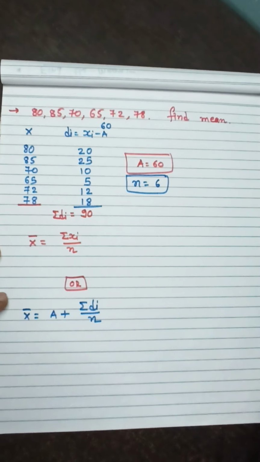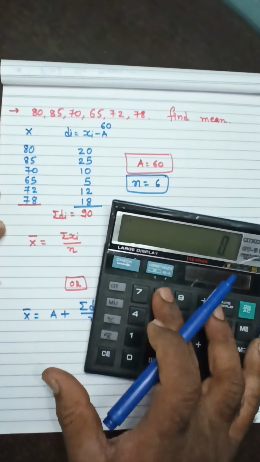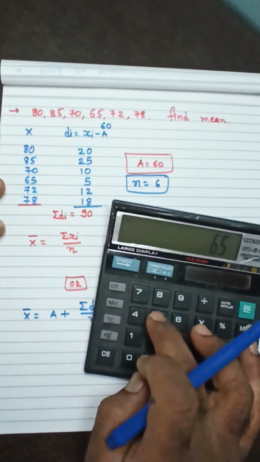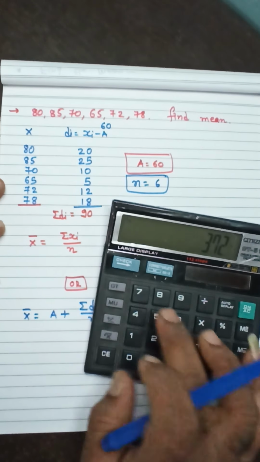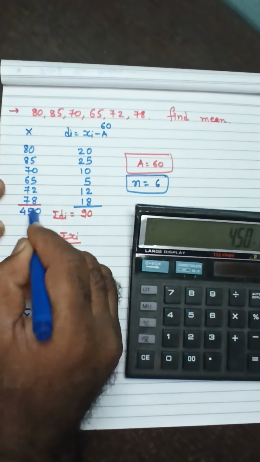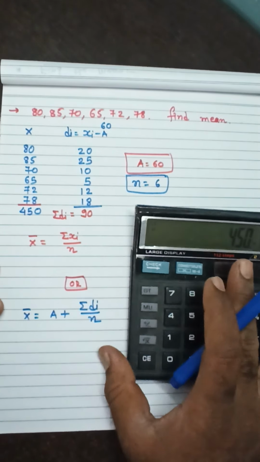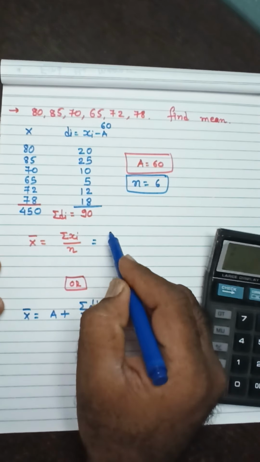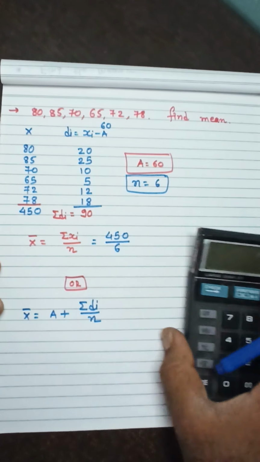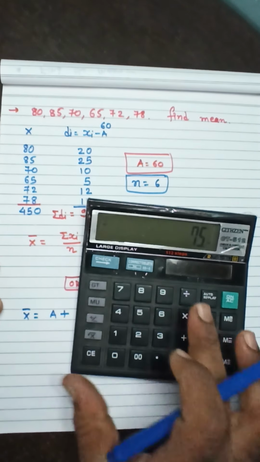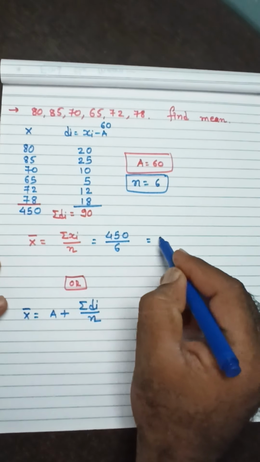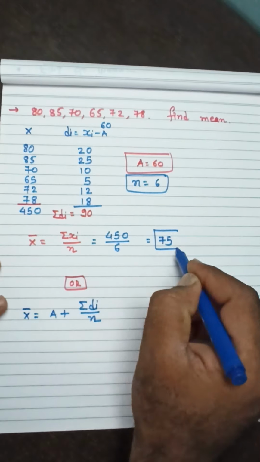Okay. And what is the total of this? 80 plus 85 plus 70 plus 65 plus 72 plus 78. It is 450. This is sigma xi. Okay. So sigma xi is 450 and it will divide by n, which is 6. So 450 divided by 6 and the answer will be 75. Okay.